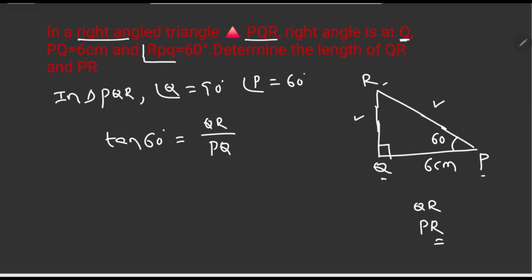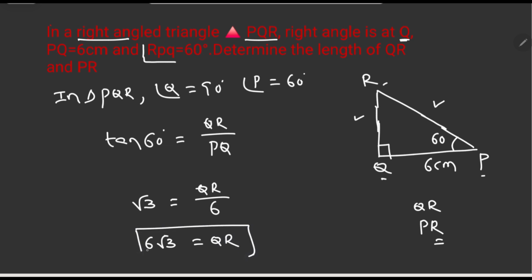So what is the tan 60 there? Tan 60 will be root 3. So we have to learn it by heart. So what is QR? We don't know QR. What is the PQ value there? 6 centimeter. Therefore, on transposing, QR will be 6 root 3 centimeter.